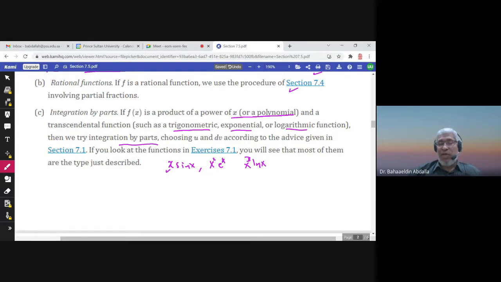You take x as u and this as dv. Only here you take ln x as u and this as dv. Here you take x squared as u and e to the x as dv. Use integration by parts as we did in section 7.1.